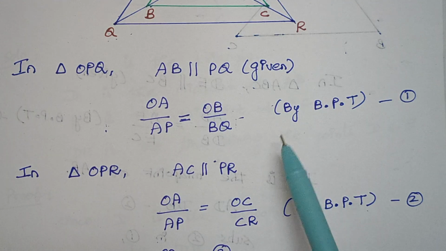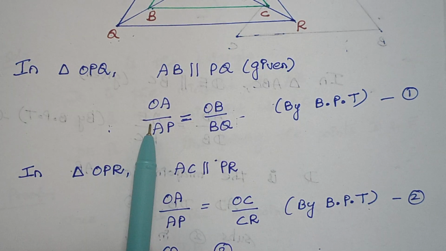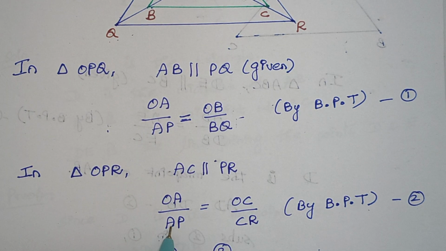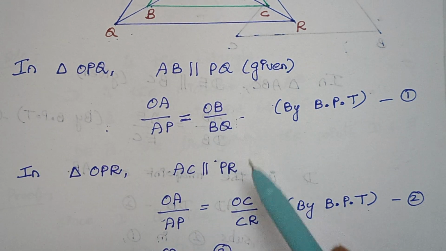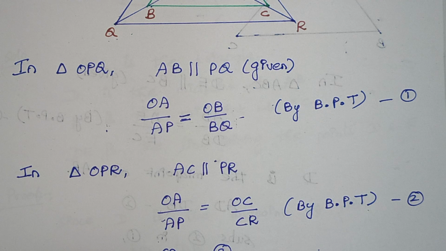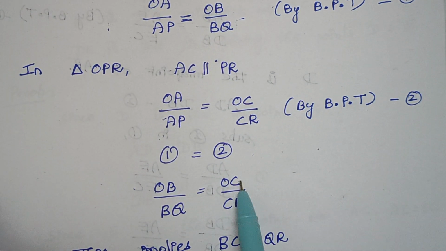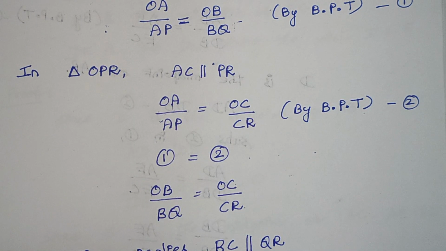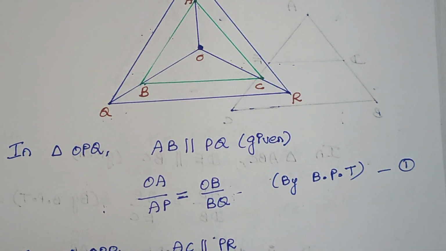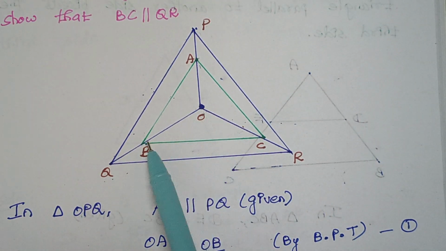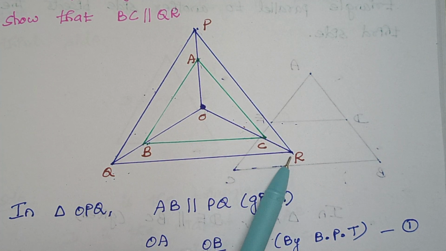When you compare 1 and 2, you see the left-hand side terms are equal. Here also OA by AP and here also OA by AP. When the left-hand side terms are equal, obviously the right-hand side terms must be equal. Therefore OB by BQ is equal to OC by CR.